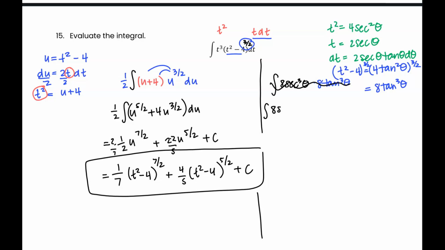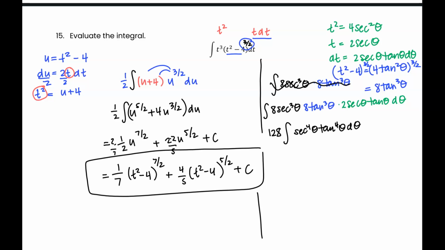So we have 8 secant cubed theta. We have 8 tan cubed theta. And then we have a 2 secant theta tan theta d theta. Disgusting. So we bring all that out. We have a 64, 128. Secant to the 4th theta, tan to the 4th theta, d theta.